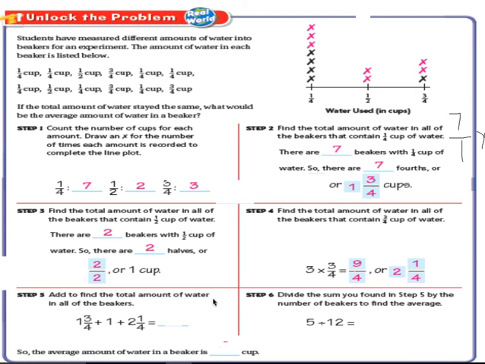Add to find the total amount of water, so 1 3/4 plus 1 plus 2 1/4. Well, if I add my whole numbers together, I get 4, and I know 3/4 plus 1/4 is another one, so my total is 5. Divide the sum you found of the steps to find the average. Okay, now we haven't talked about average, but average is when you have your total, which is 5, that's why we added it up together, and you have to divide it by how many you added together, and we added 12 together, so that really is just 5/12. So the average is 5/12.